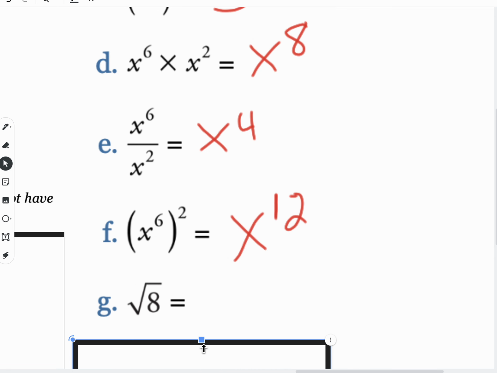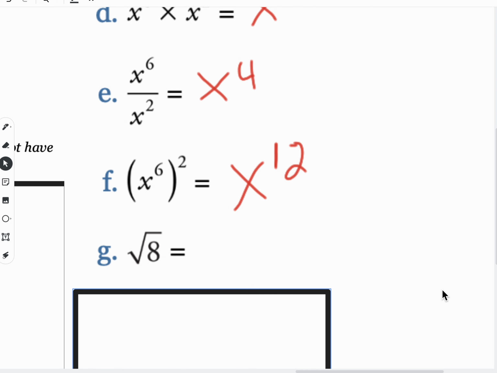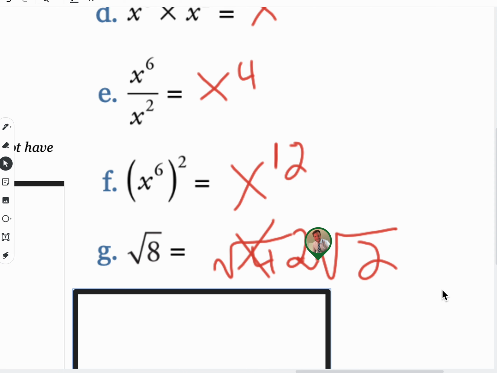The square root of 8. Let's go ahead and factor that out. This will be the same as the square root of 4 times the square root of 2. Notice we're doing this because the square root of 4 can simplify. This can simplify to a whole number, 2. That will leave us with 2 square roots of 2.